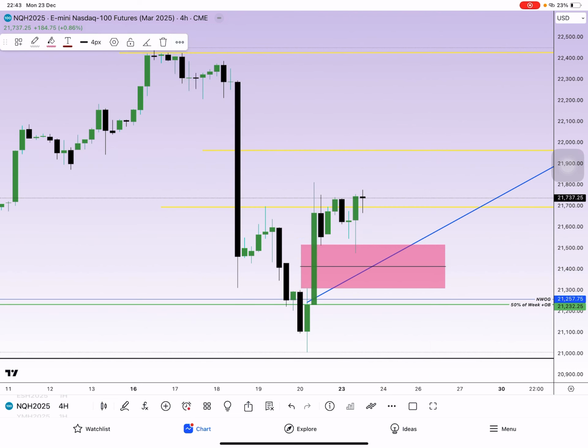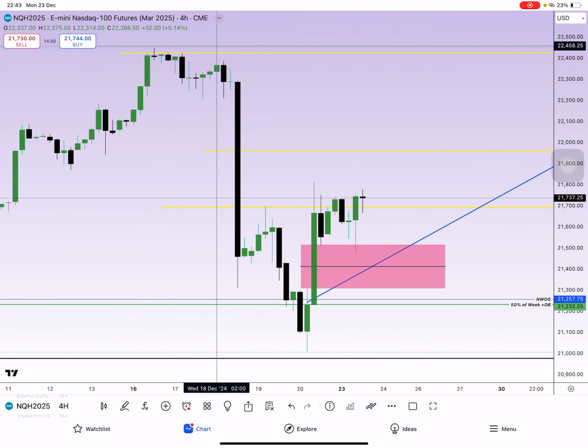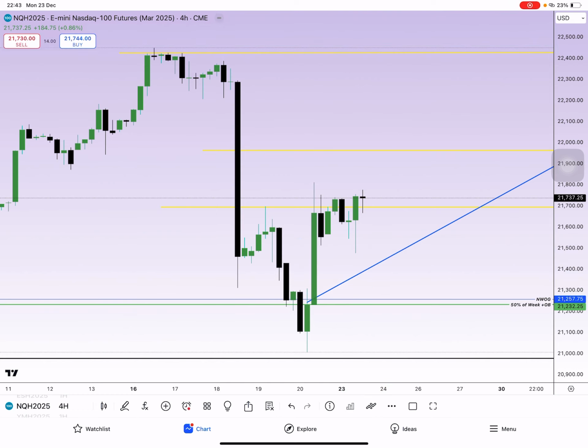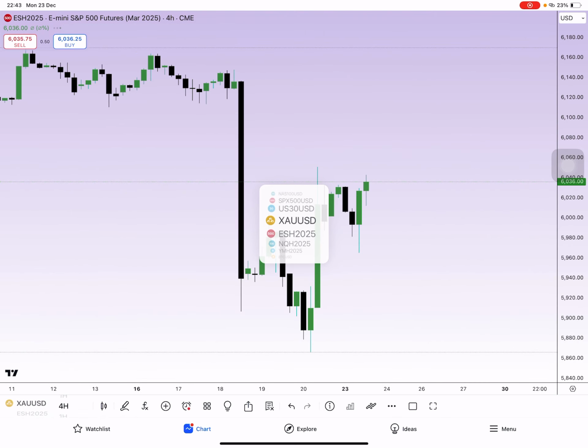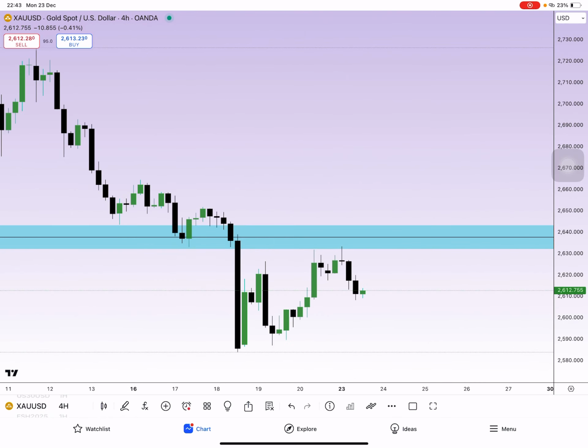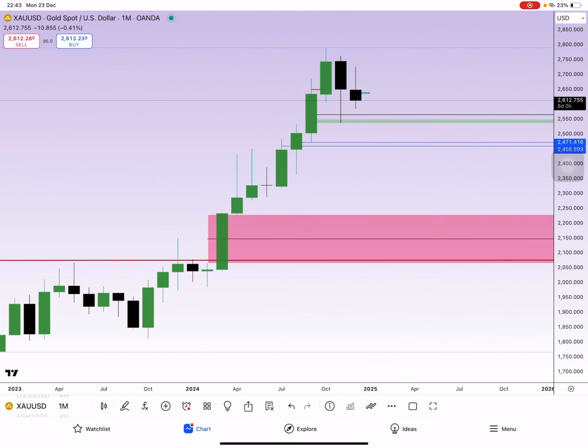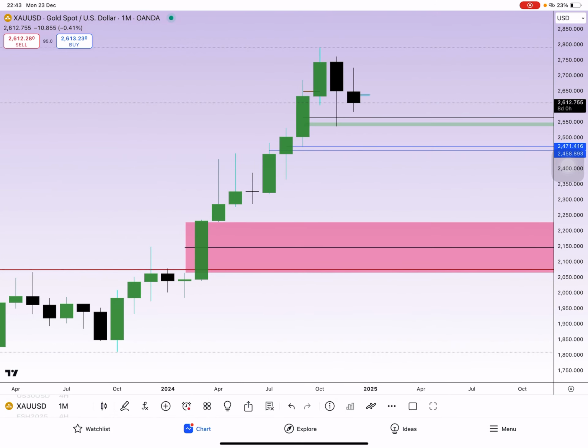which is above these highs and which is our final target as well. So let's get on to gold now and analyze how it is going to unfold. Let's start from the monthly time frame. Yeah, let's go in descending order.